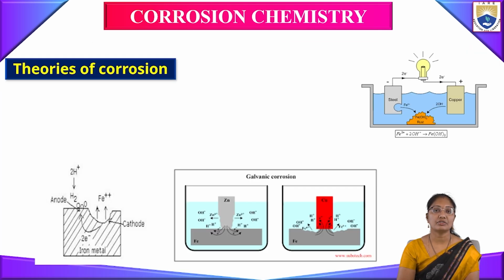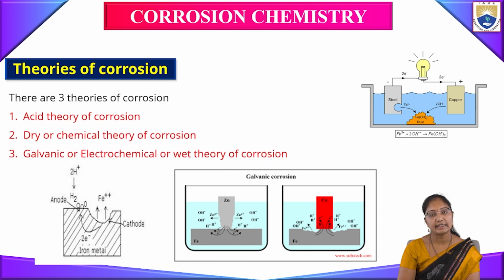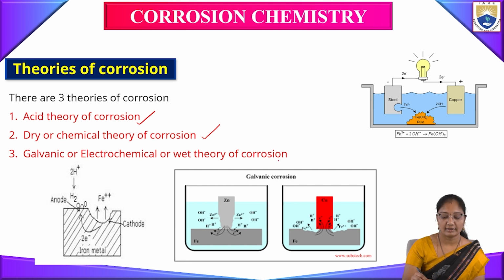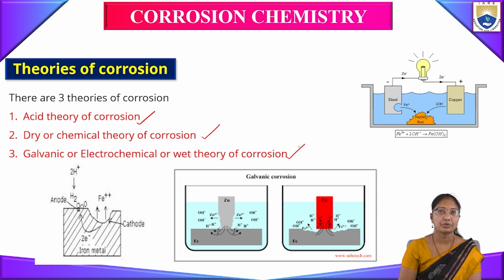So next, the theories of corrosion. There are three theories of corrosion: one is the acid theory of corrosion, next is the dry or chemical theory of corrosion, and third is the galvanic or electrochemical or wet theory of corrosion. These three theories of corrosion we are going to see in detail. Here we can see the galvanic corrosion, this is the acid theory of corrosion, and this is the electrochemical or wet theory of corrosion.